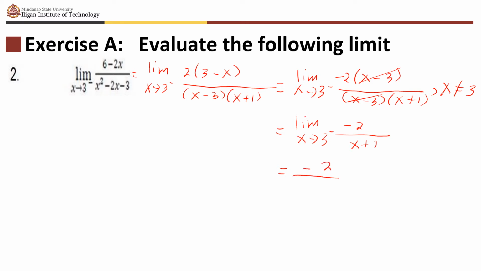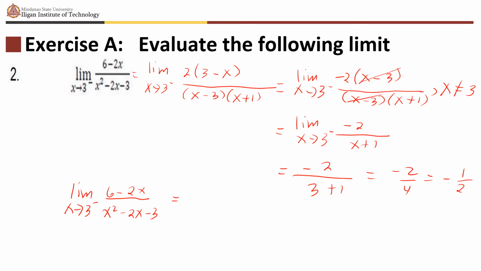Then this should give us negative 2 all over 3 plus 1, which is equal to negative 2 over 4, or that is equal to negative 1/2. Therefore, the limit of 6 minus 2x all over x squared minus 2x minus 3 as x approaches 3 from the left is equal to negative 1/2.